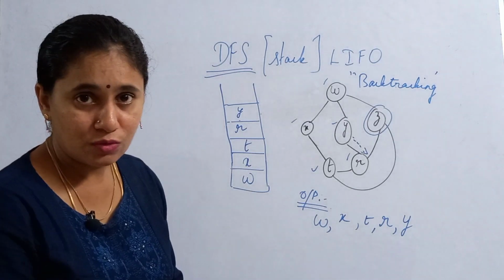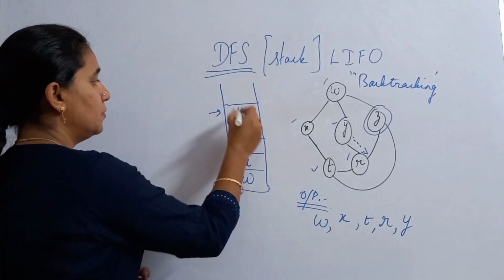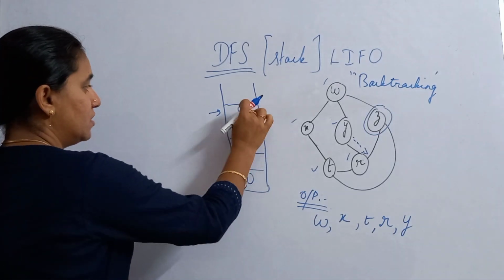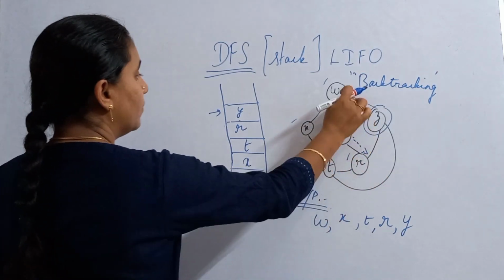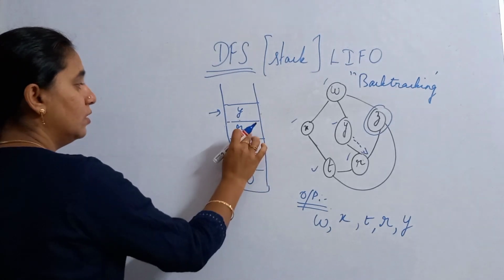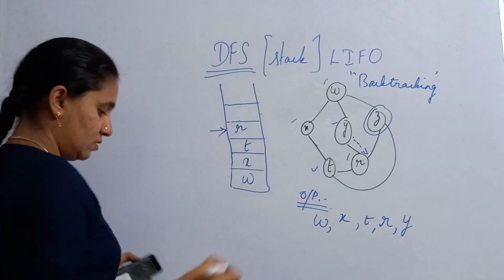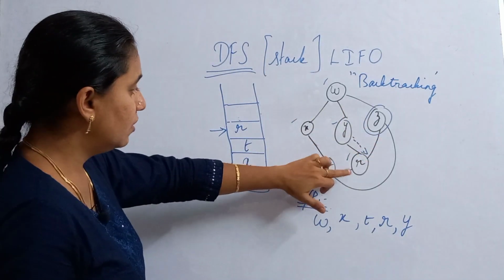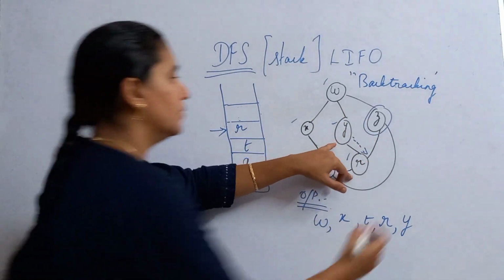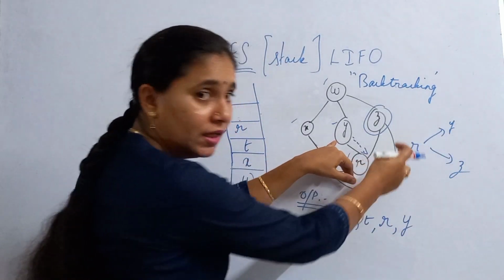Under this backtracking concept, I move backward by one step based on the topmost element present. Here the topmost element is Y, and the next topmost element is R. So I will move from Y to R, not from Y to W, because Y is the topmost element now. So remove Y. Now R is your top element. Now from R, find what adjacent elements are present. From R, the adjacent elements are Y and Z.